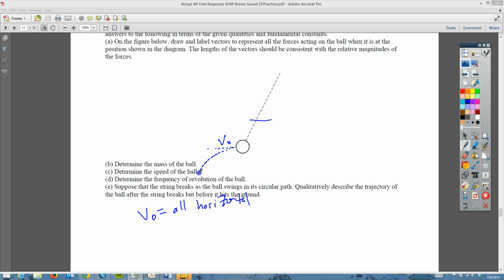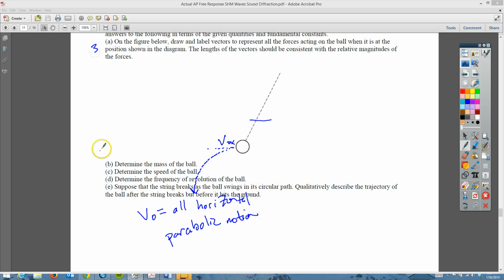So even though it doesn't have any speed originally in the y direction, it does in the x, but then gravity takes over and starts to pull it down. So you do have a parabola or a parabolic motion. And that is the other part to this problem. So that's a 15-point problem altogether.